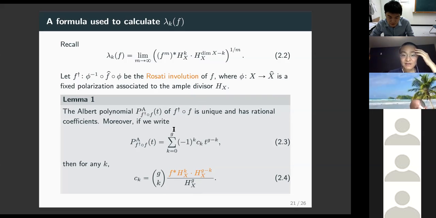Now you see that this one is quite close to the definition of lambda k. In the definition of lambda k, we have this intersection number, f to the m pullback of Hx times Hx to the dimension of X minus k. So we just need to replace this f by f to the m. We consider the Rosati involution of f to the m composed with f to the m, and then on the right hand side we have the coefficient.